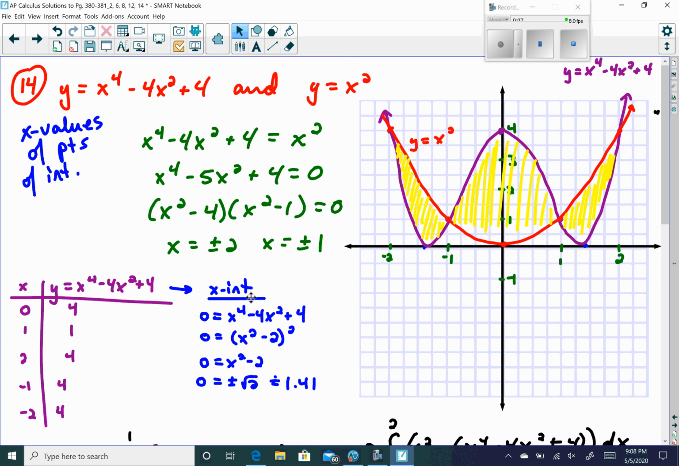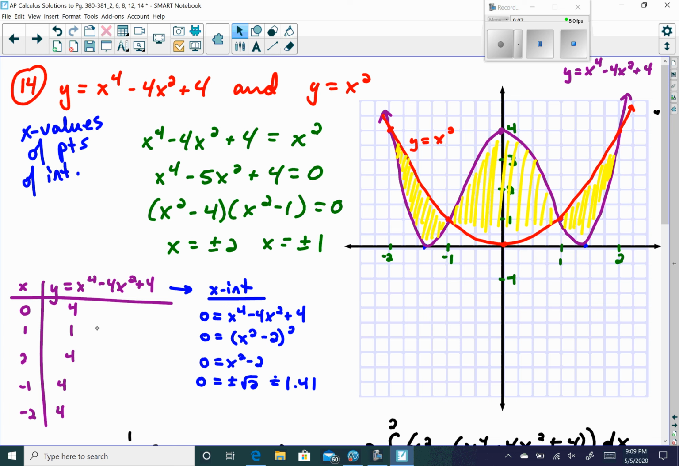So I also found the x-intercepts of y equals x to the 4th minus 4x squared plus 4. And I noticed that they occur at plus or minus radical 2. And then I just picked some other values as well. So I started at 0. And the y-intercept of the first graph, what I have here in purple, is 0, 4. So the y-intercept is 4. Then at the points of intersection, that's all I really cared about. I know both of these, since they're even functions, are going to have symmetry with respect to the y-axis.